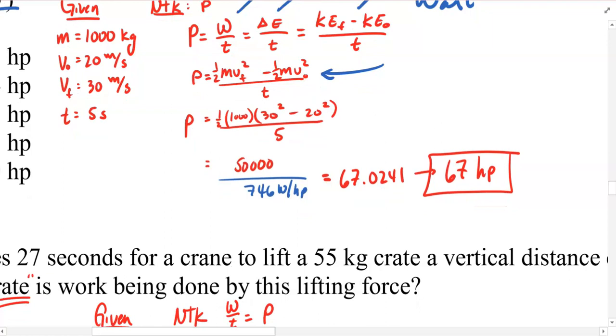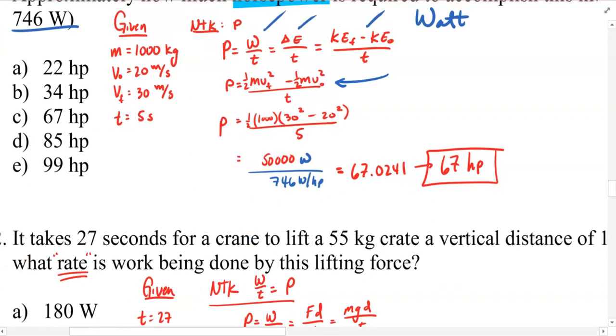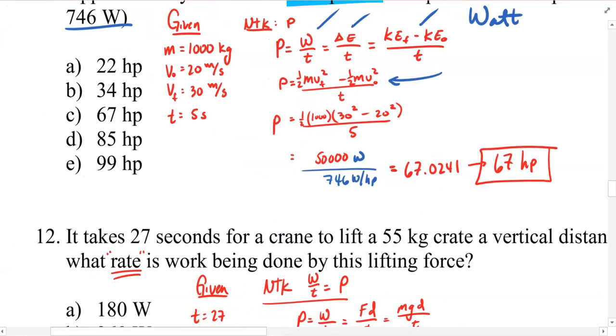When we simplify or execute this, I should say, in our calculator, we end up with 50,000 watts. And since we need to find horsepower, we'll take the number of watts, divide by 746 watts per horsepower, and that comes out to be approximately 67.